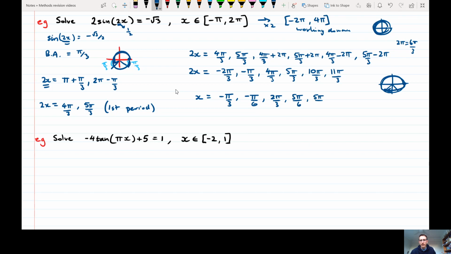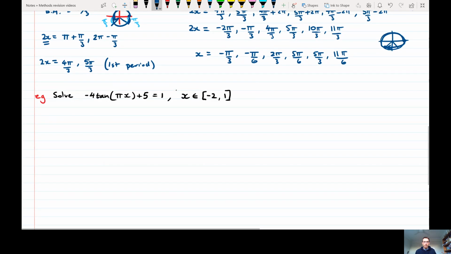Once again, you always want to check to make sure your solutions are in the domain. Our biggest value is 11 pi over 6. So 2 pi is the same as 12 pi over 6. So that fits, great. Our smallest value over here in terms of pi over 6 would be negative 6 pi over 6. Or you could have negative 3 pi over 3, and that well and truly fits inside, which is good.